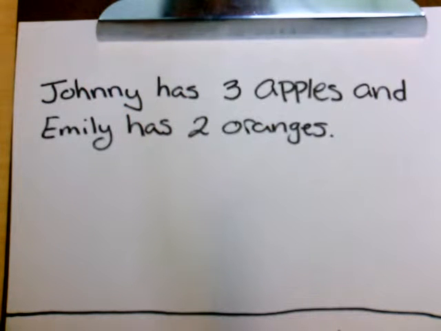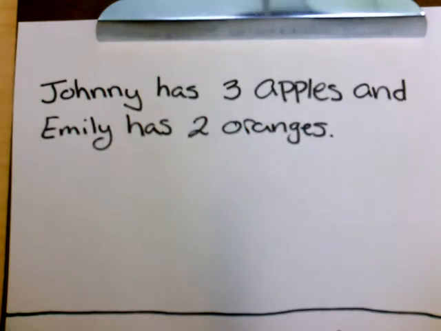Okay, here's our first lesson of the year. We're starting off with ratios and how to talk about ratios, how to say them, and how to write them. So we have this simple question right here. It says, Johnny has 3 apples and Emily has 2 oranges. So what we're going to be doing, we're going to learn how to first write the ratios.